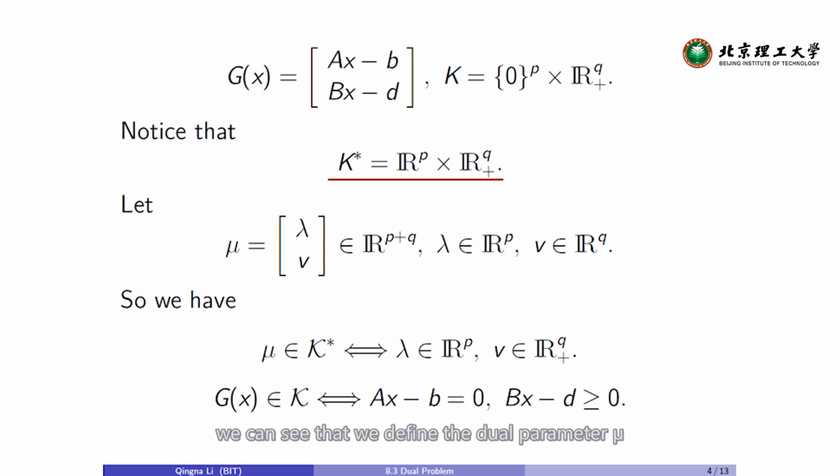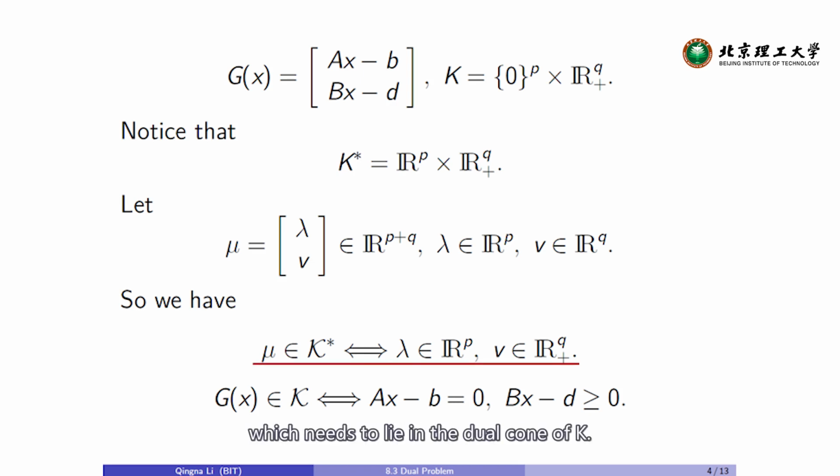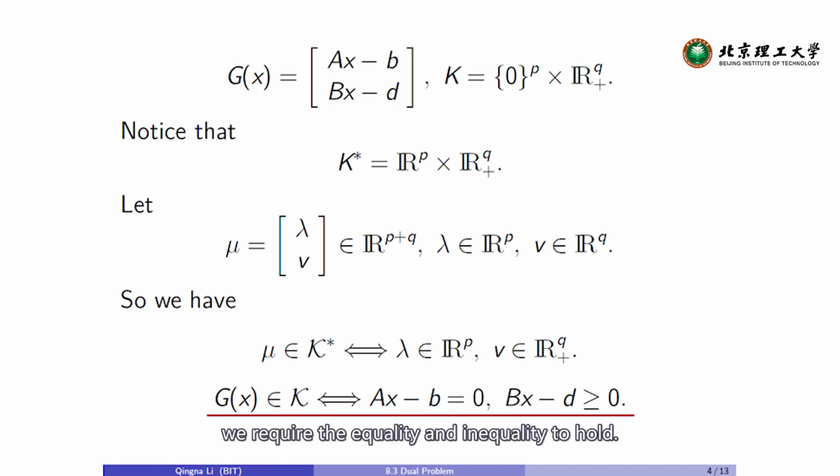Next, if we define the dual parameter mu in two blocks, lambda and v, then lambda is in p-dimensional space and v is in q-dimensional space. Then we have the following relationship for mu, which needs to lie in the dual cone of K: lambda is free and v is non-negative. And for the feasibility condition, we require the equality and inequality to hold.